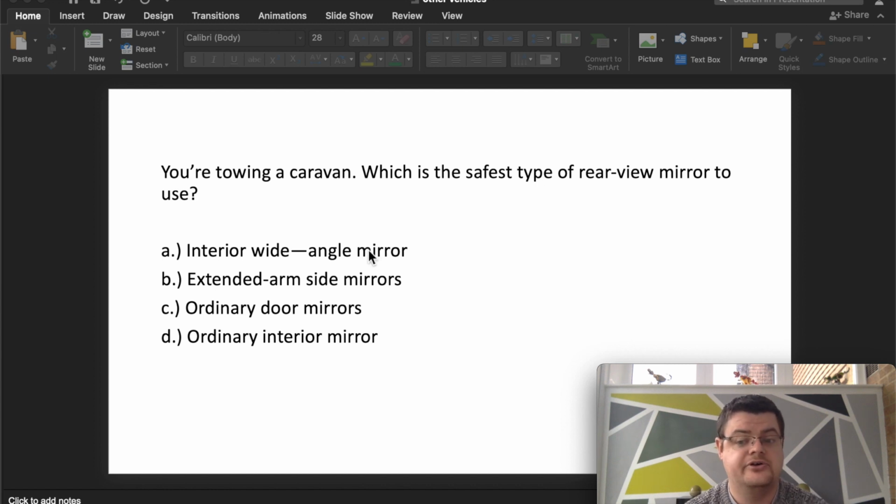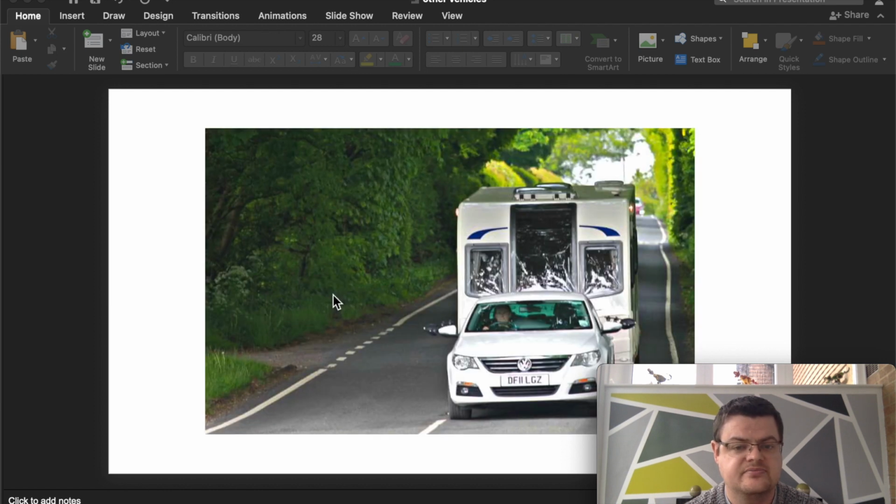It's like driving a lorry. Lorries don't have an interior mirror because they can't see anything in it. There's just a trailer behind them. So it's going to be something to do with the side mirrors or the door mirrors. So if we look here, look what's on the side of this car. They've got an extension to their side mirrors. That's because the caravan is wider than the car. So the mirrors need to be extended out so they can see past the caravan to see what's behind them.